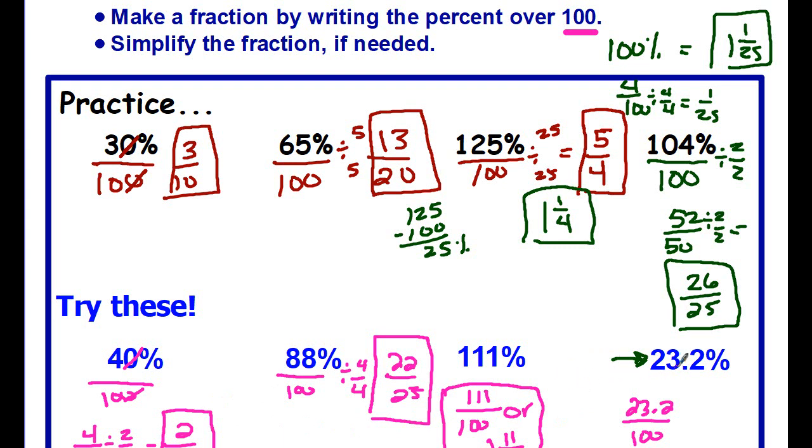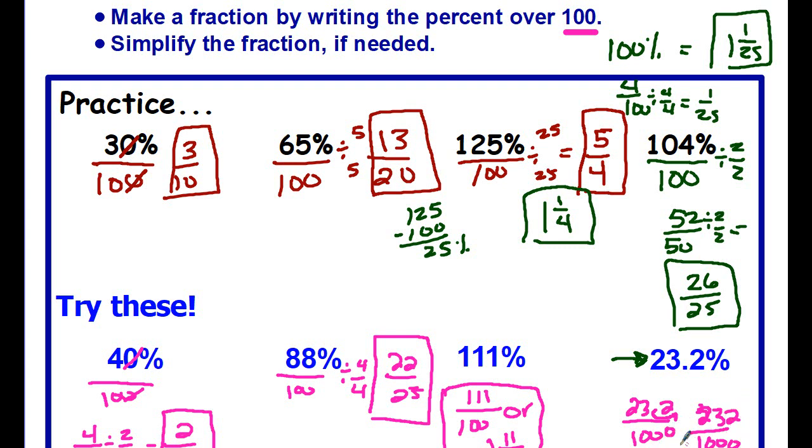And I do want to go ahead before we go and talk about this last one. When you write this percent as a fraction over 100, you've got a decimal inside of a fraction, which is kind of weird. So let's go ahead and turn this into a whole number. To turn this into a whole number, we have to move the decimal point 1 place to the right to turn it into 232. We increased the number's place value by 1. So we have to do the same thing to the denominator. So instead of 100, we increase it by 1 place value, it becomes 1,000. So we have 232 thousandths, and then you just simplify.